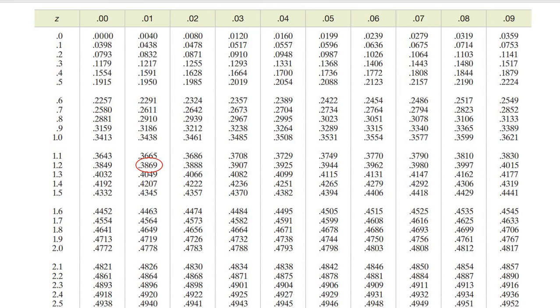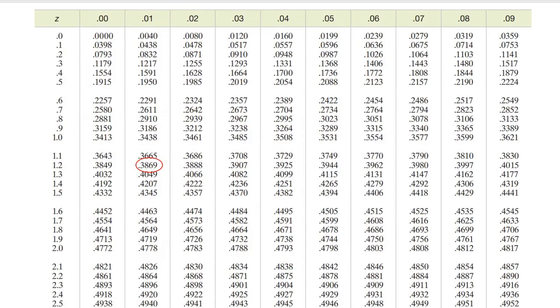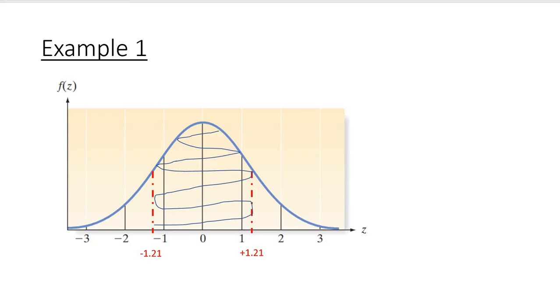So we are interested in 1.21. So here I pick 1.2, here 0.01, and the resulting value is 0.3869. So this is how we interpret it. The area between 0 and this value will be equal to 0.3869. Also, we know that this distribution is perfectly symmetrical.